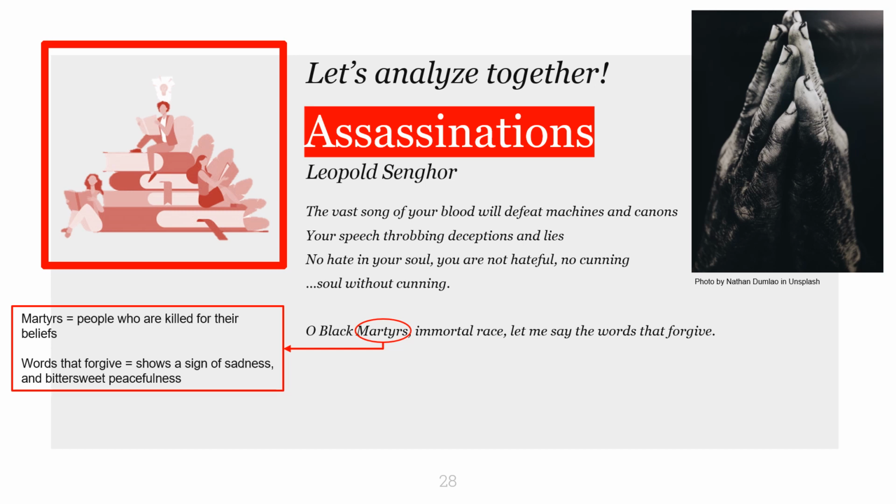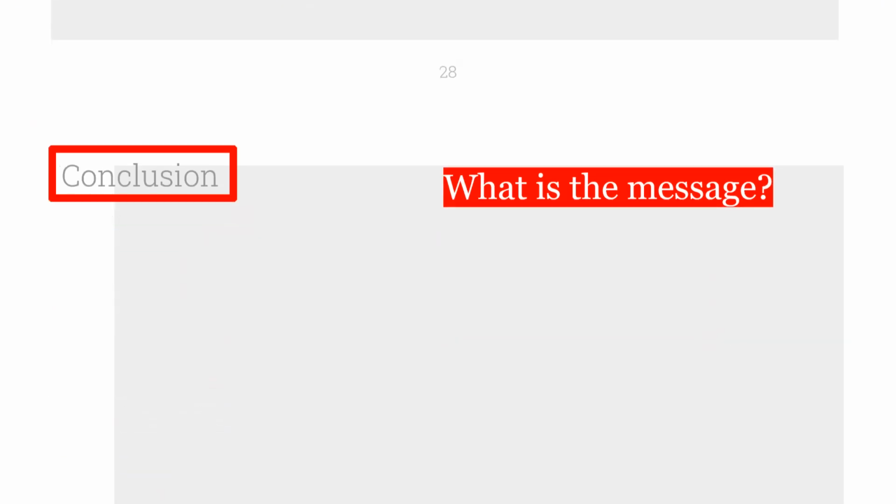The phrase words that forgive shows a sign of sadness and bittersweet peacefulness. You can see that the speaker in this poem was the one who would represent these African slaves and say that they have, in fact, forgiven, which means they are again not at fault or without sin.